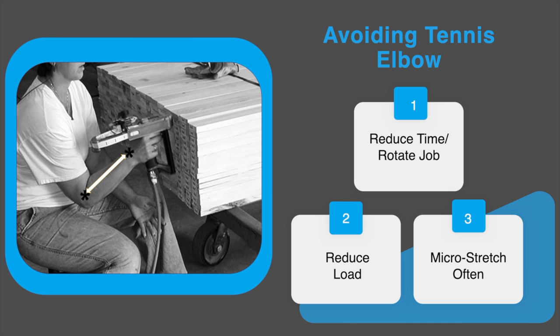We reduce tennis elbow risk by reducing the load in the hand or reducing the time spent holding a load in the hand, as well as frequently performing microstretch to these tendons. We may lighten tools being used, reduce hand loads, change work techniques, rotate job tasks, and stretch these tendons gently and often.